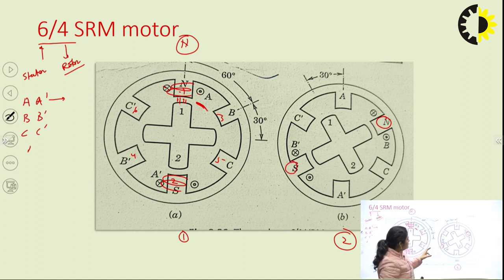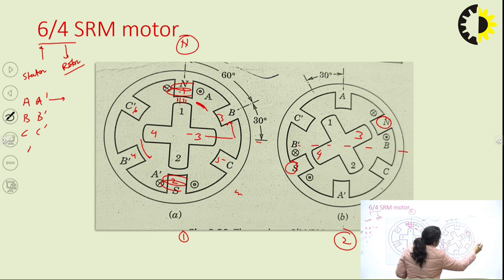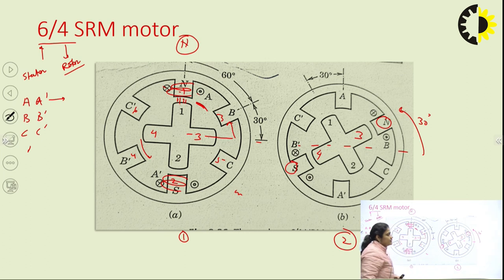Now the poles 1 and 2, and suppose this is 3 and 4. At one instant, poles 3 and 4 are in this direction. When you unenergize the AA' pole and energize the BB' pole, poles 3 and 4 will try to move under B and B' so that they get the maximum flux density and the minimum reluctance. So 3 will go here and 4 will go under B'. At the second instant it becomes this way. It moves from here to here, which is 30 degrees, right?